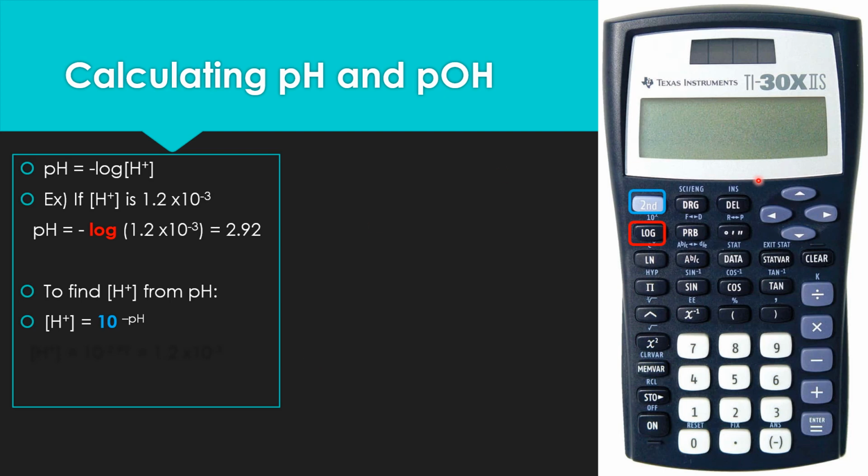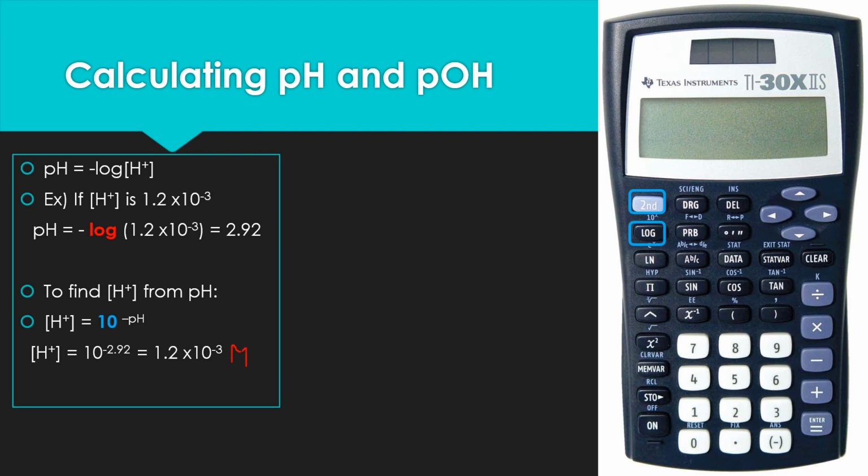So we're going to hit second, we're going to hit that log button, that's going to give us 10 to the, and then we're going to hit negative and our pH value. So in this case, we could do second, log, and then negative 2.92. And we should get 1.2 times 10 to the negative 3. Again, if our pH has 2 decimal places, then we're going to keep the first 2 digits on our concentration. And we would throw the molarity at the end of that because we are looking for a concentration.